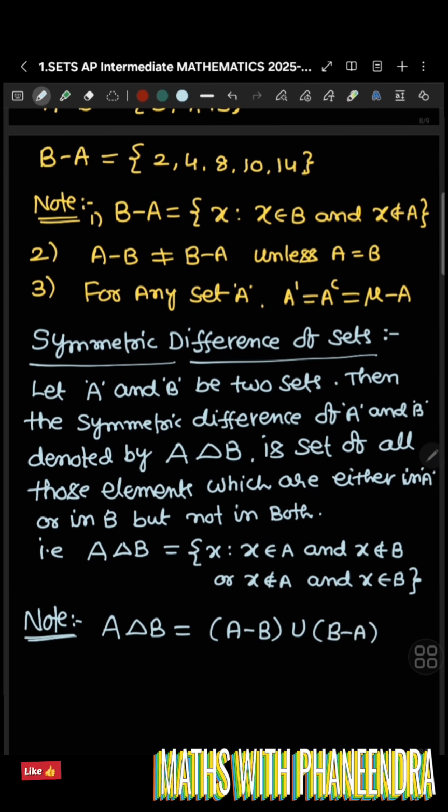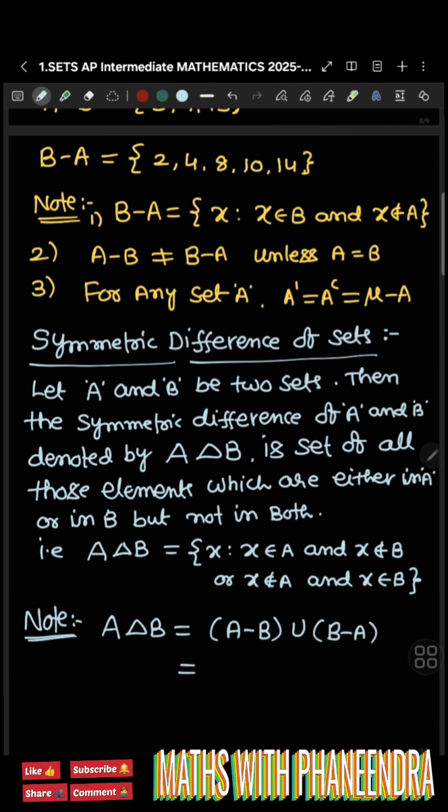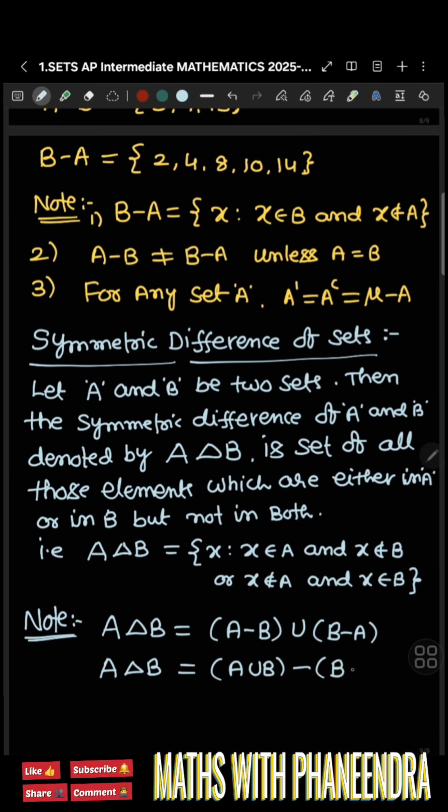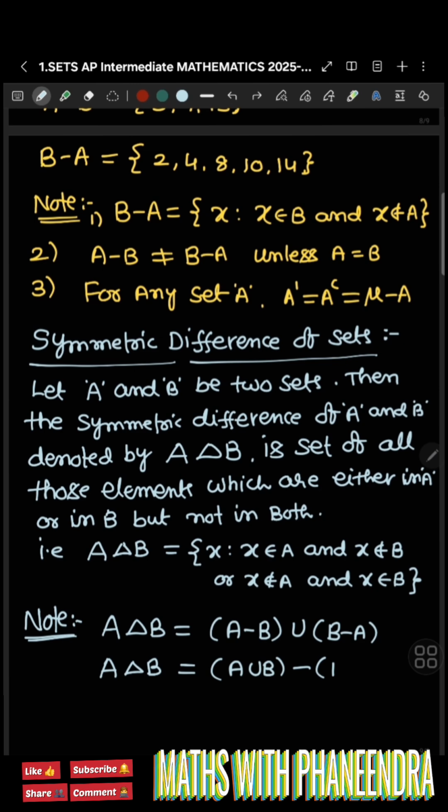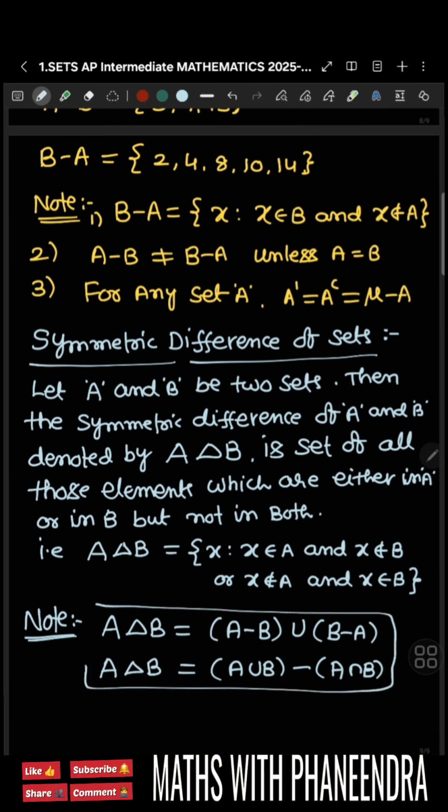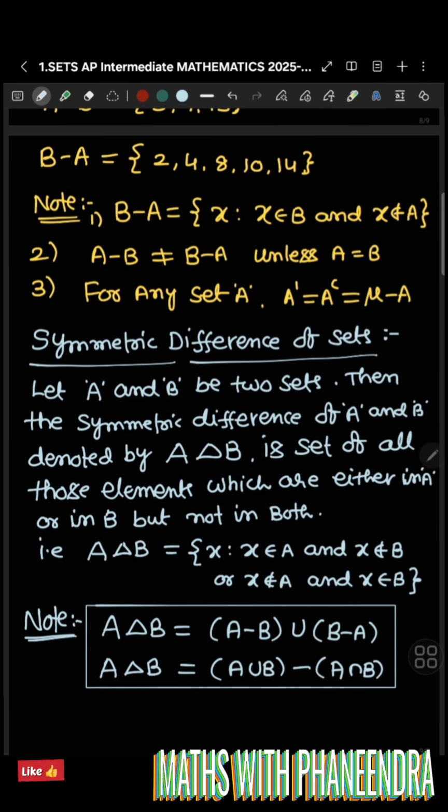We can also write A delta B in other terms as A union B minus A intersection B. So either this one or this one we can continue, dear students. These are the more important points. Let us consider one example.